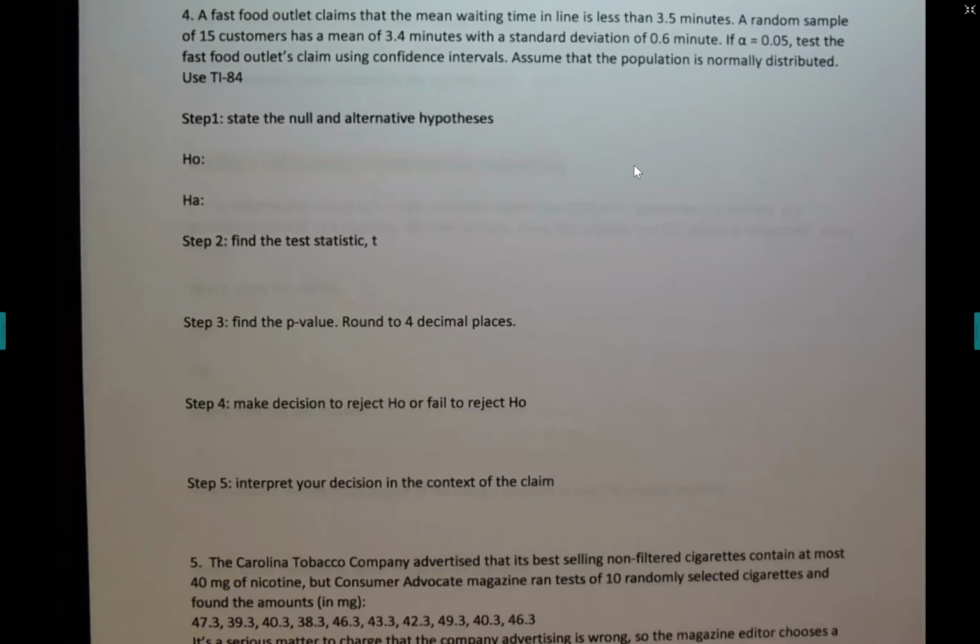Okay, let's get ready for number 4. A fast food outlet claims that the mean waiting time in line is less than 3.5 minutes. Now it's clear, guys. He gives you the sign. He tells you what the sign is. Just write down the null and the alternative hypothesis.